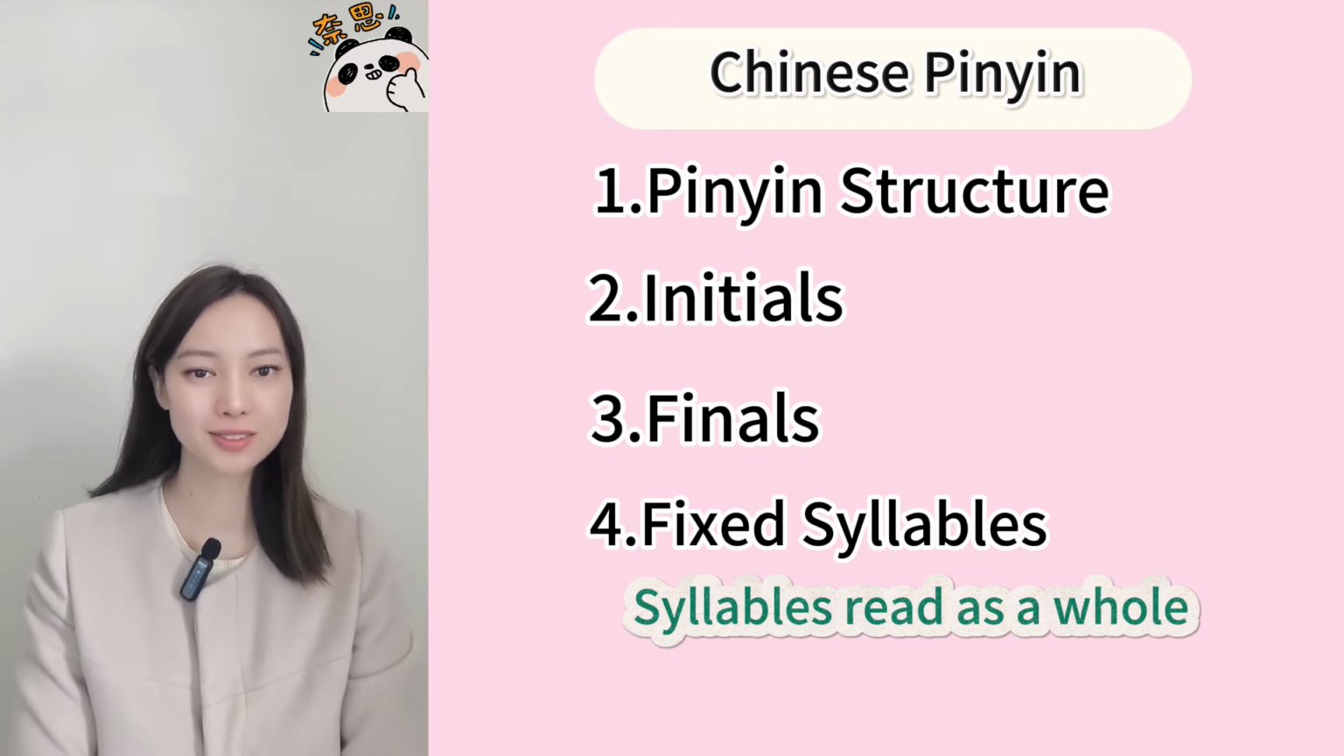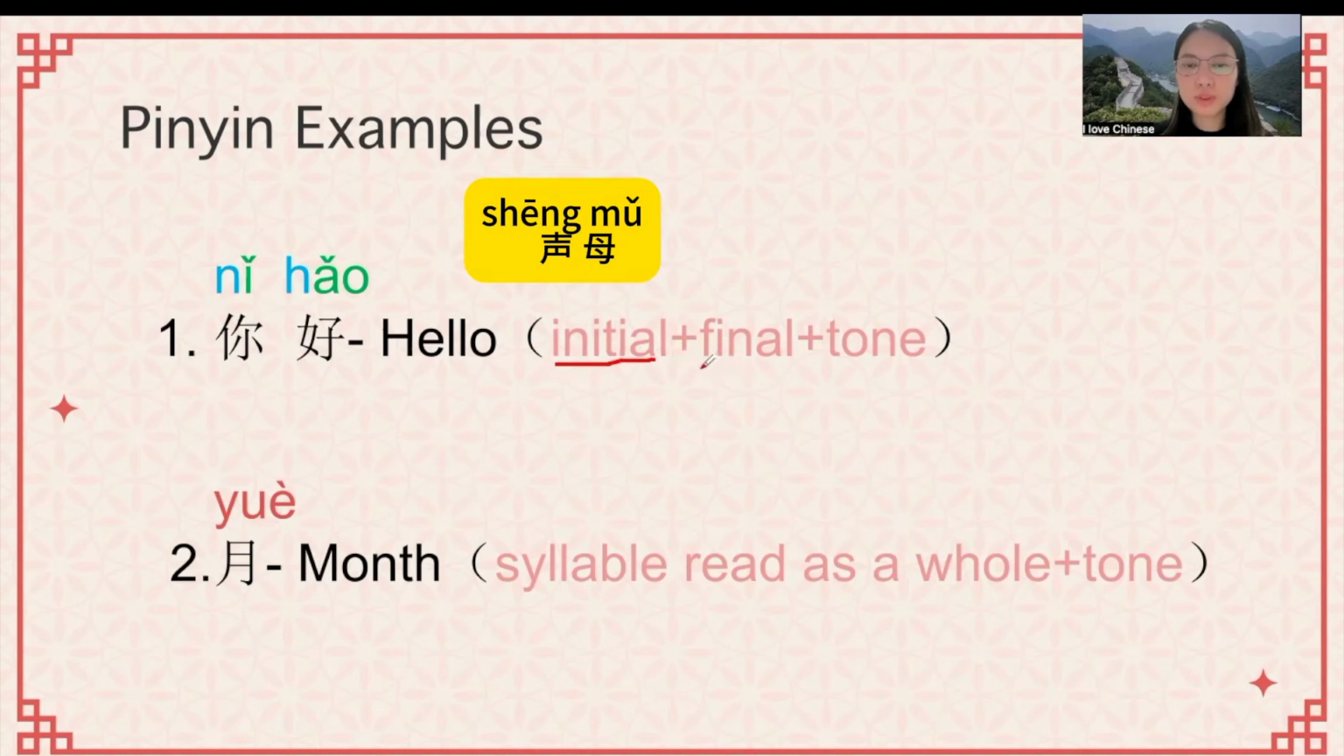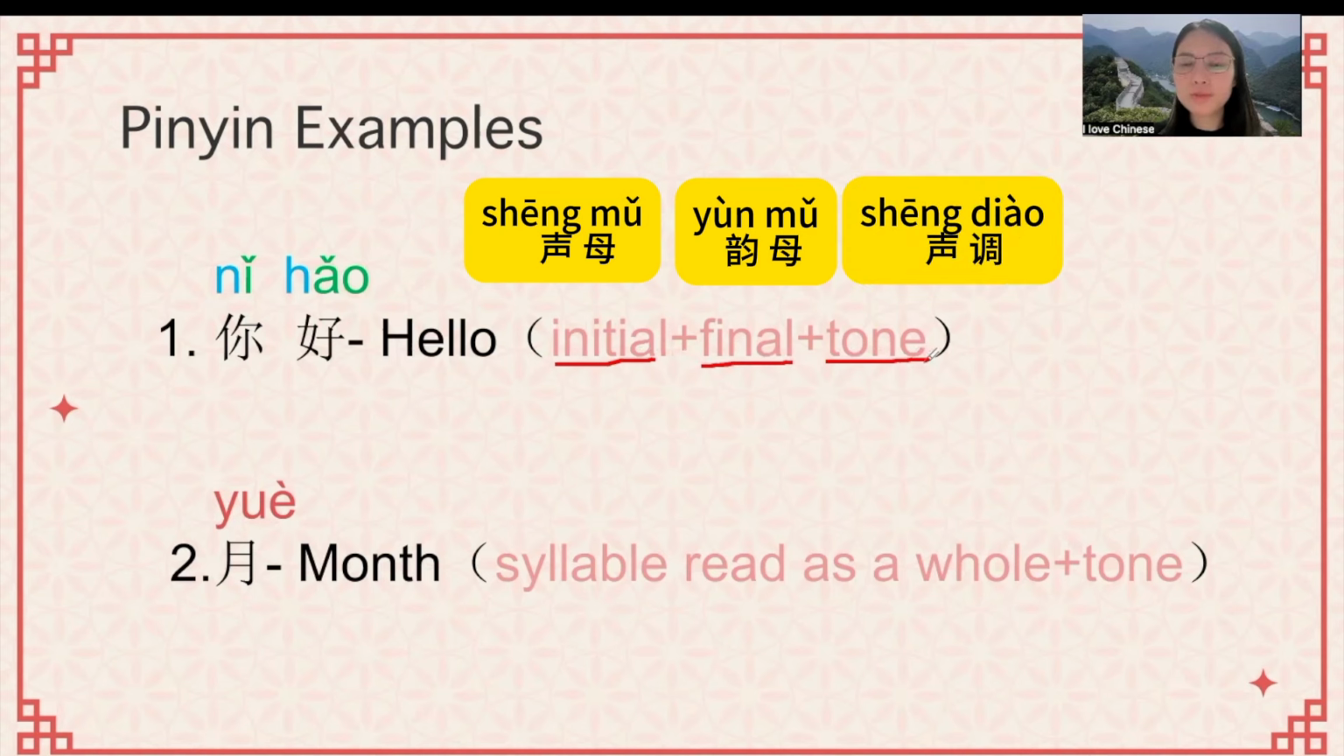Let's start. In this lesson, we're going to learn the pinyin system in Chinese. In Chinese, pinyin has three parts: initial, final, and tone. Initial we call 声母, final we call 韵母, tone we call 声调. We have 5 tones in Chinese we're going to learn in detail later on. Let's see some examples here.